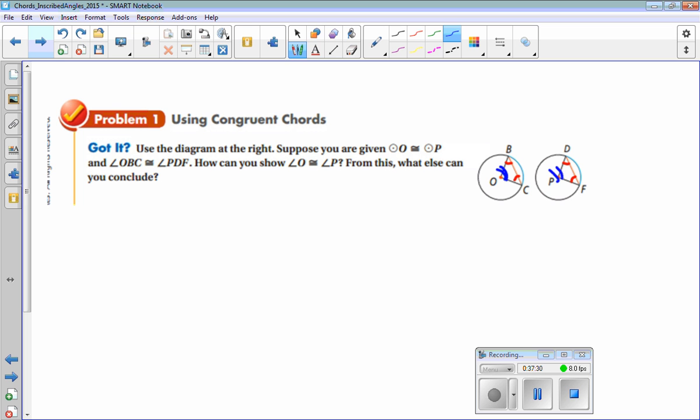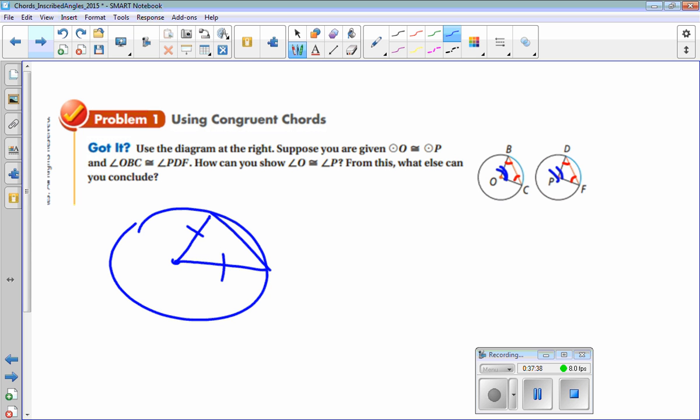Big thing out of this one is if you have a circle with a central angle, those radii are congruent. It's always going to be an isosceles triangle. Something to look for, okay? You'll see that quite a bit.